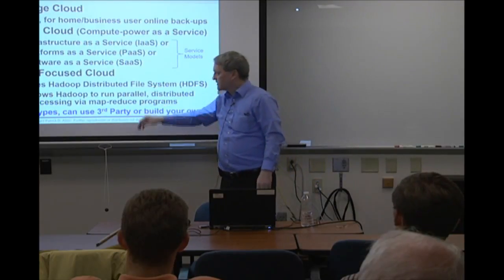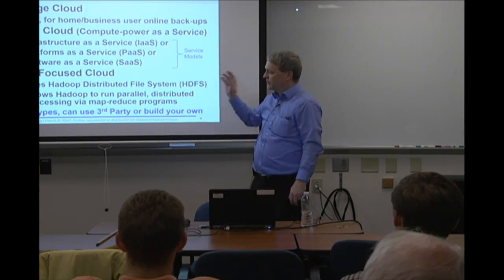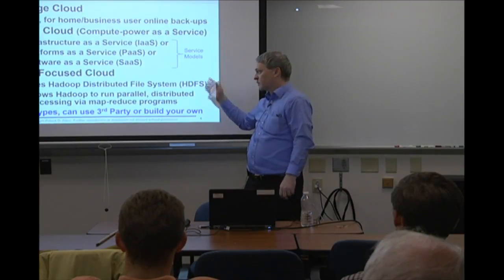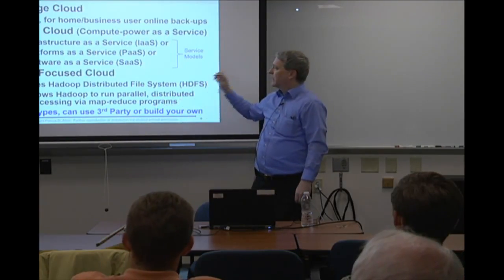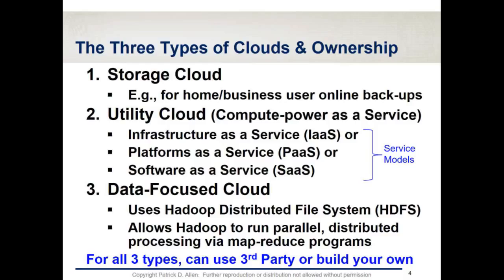And then the data-focused cloud uses things like the Hadoop distributed file system. There's another version that Google has, which was first, but it also allows you to run parallel processing, big parallel processing. And so you have these 3 types, and then you have the service models, and we'll get into the deployment models and the ownership later.